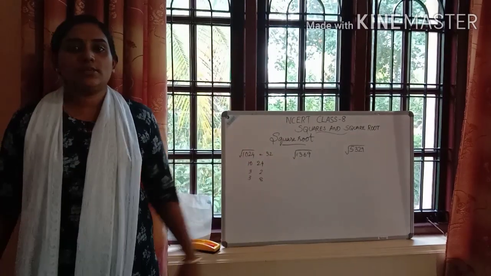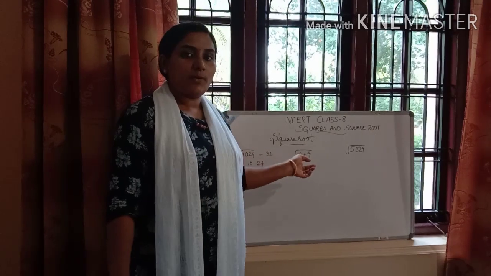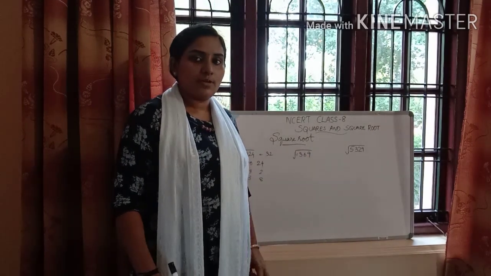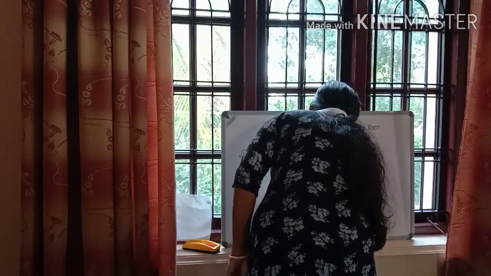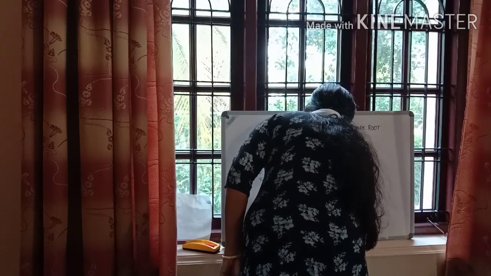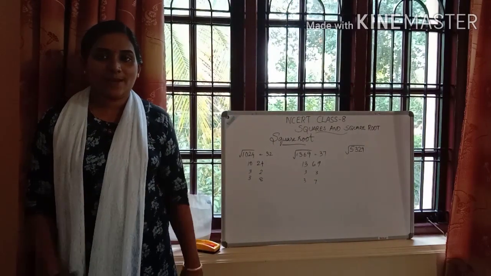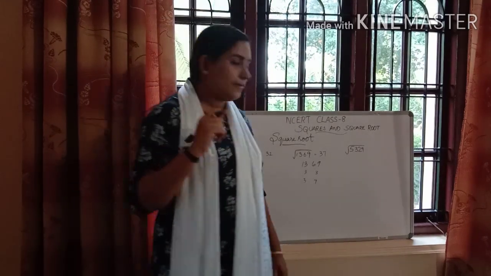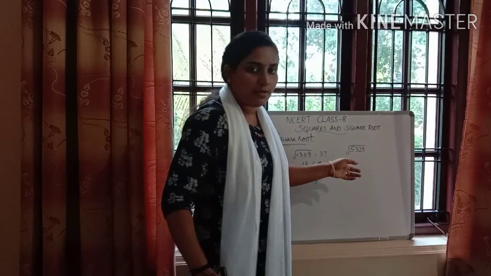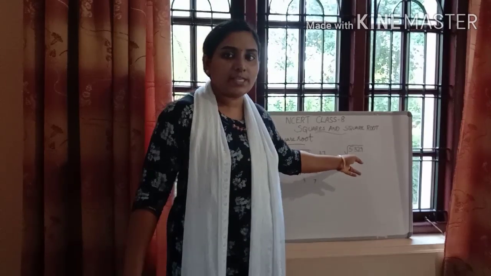Here, 32 is the square root of this number. Here, what is the square root of this number? I will do it in 3 seconds. The square root of this number is 37. Can you do it? I will help you, okay? Here, this number. Shall we continue through this example?